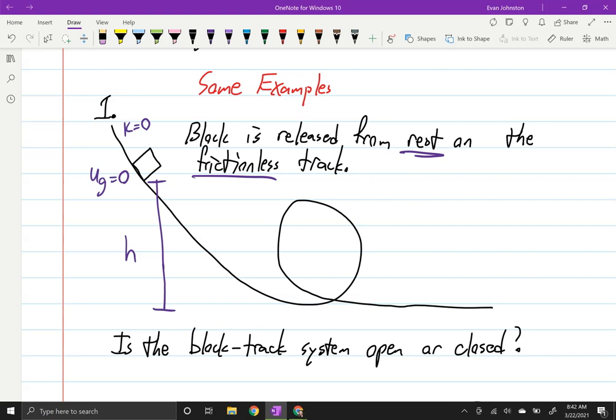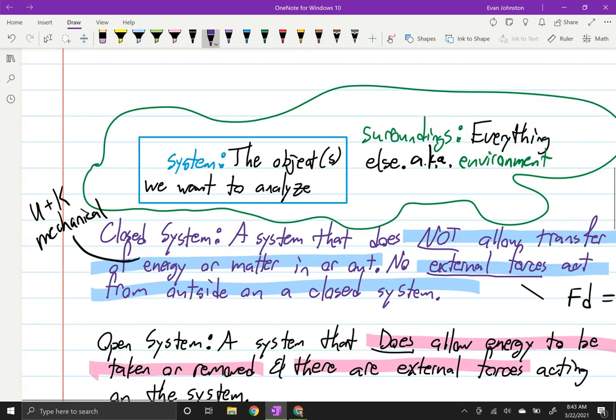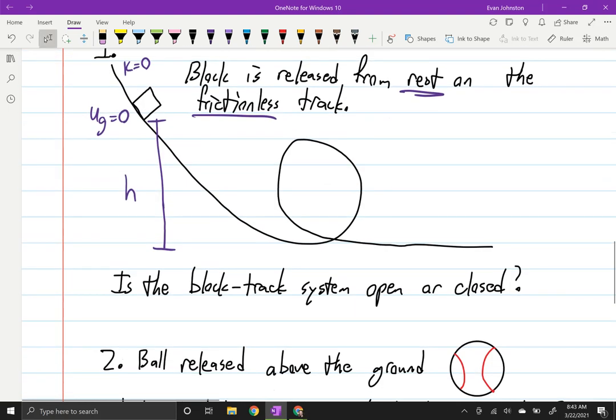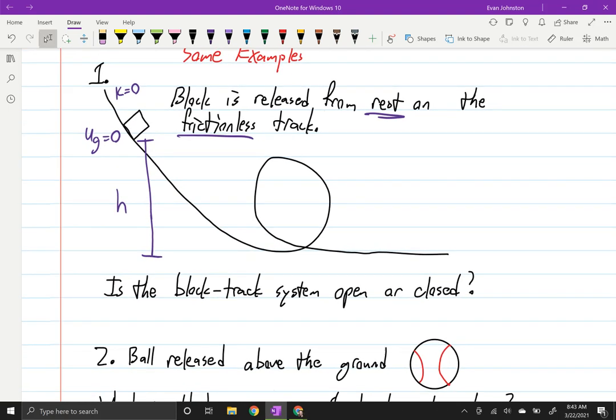But since we're looking at just the block and the track, like this could be, I don't know, in deep space or something, right? Or really, it could be sitting on a table, but we're not taking the Earth into account in our system. Remember, a system is just what we're choosing to analyze. Now, in most cases, you're going to include the Earth in this. I'll be frank with you. But in the case of this, it is in fact an open system.